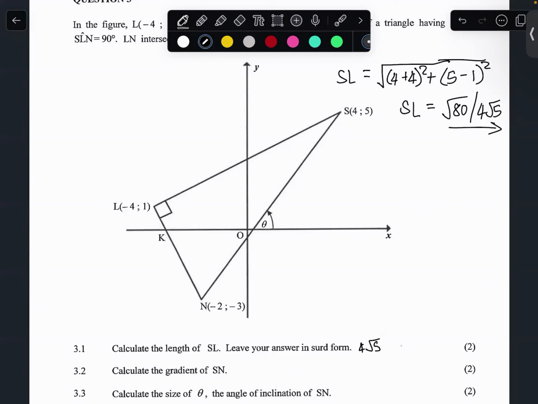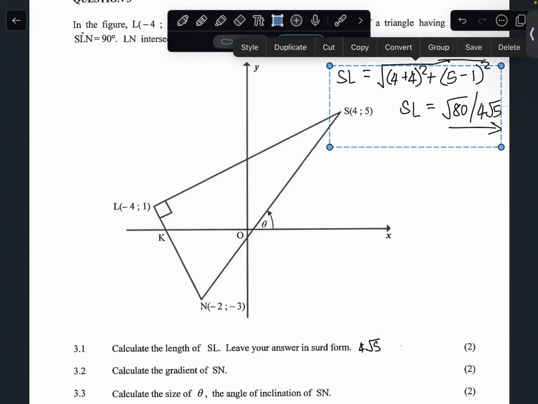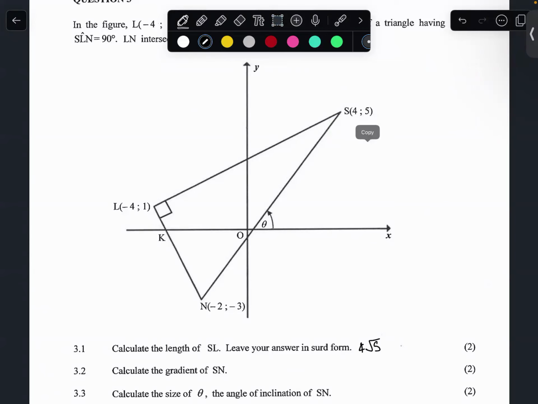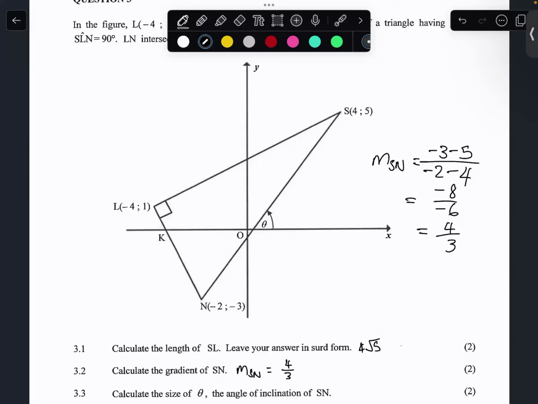Calculate the gradient of SN. It's simple enough. We're going to use the gradient formula. Gradient of SN is equal to y2 minus y1 over x2 minus x1. That gives us an answer of minus 8 over minus 6, which gives me 4 over 3. So the gradient of SN here is 4 over 3.